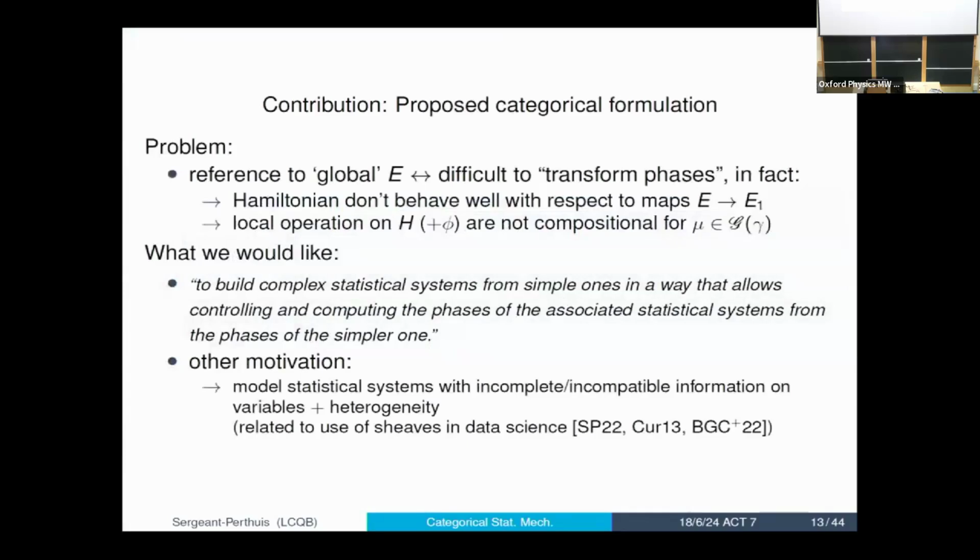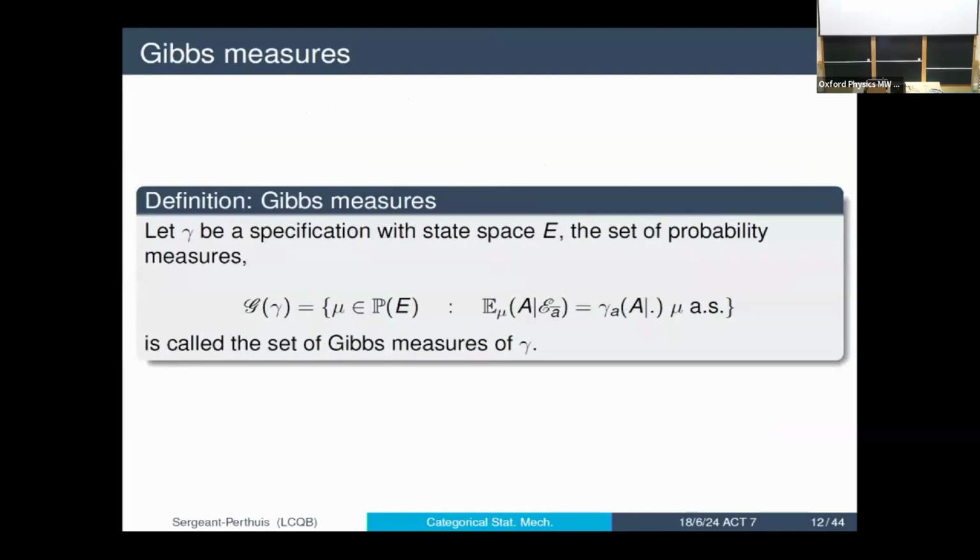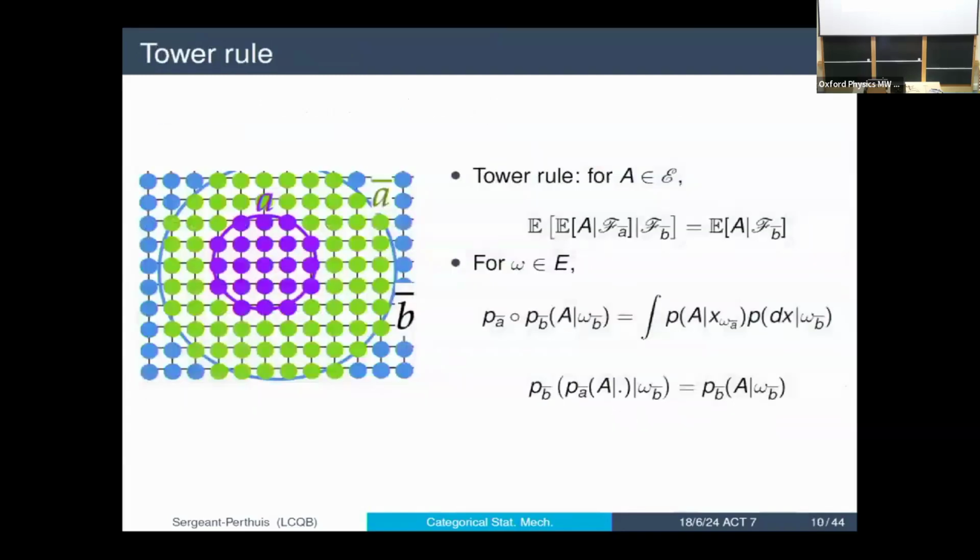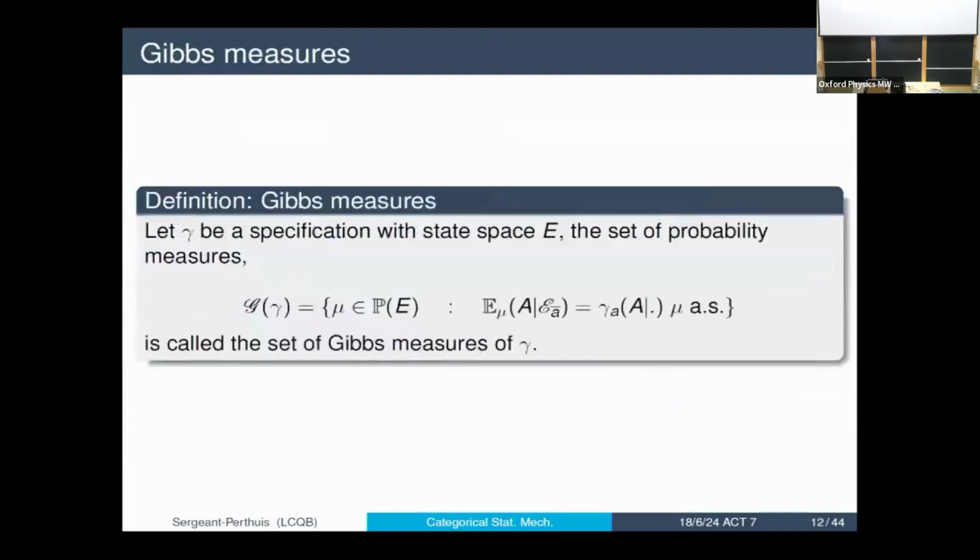So in fact, like I said, this is really problematic, mostly because it's not compositional on the Hamiltonians. And also because you need to refer to a global state space, which is also very problematic because it implies a lot of analysis. And so we're going to try to forget about the global state space and simply redefine the notion of Gibbs measure locally, without referencing at any time a global state space omega on which all the variables live.